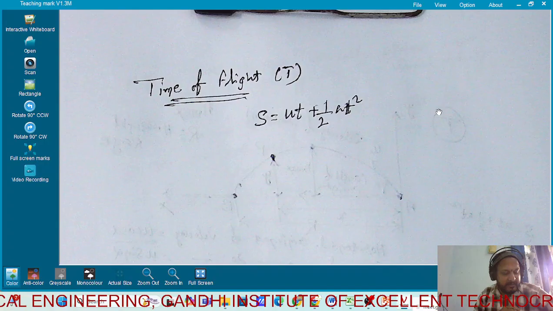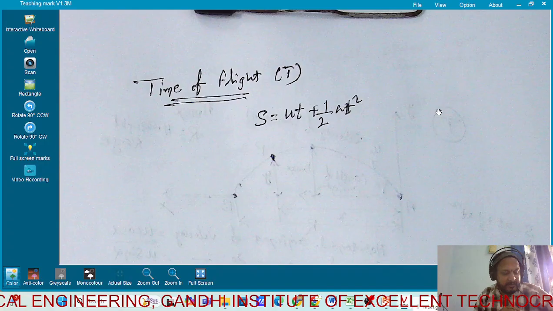So what is the formula? U sine alpha by G, or not? The 2 gets cancelled. So time to reach the highest point, what is the formula? Time to reach the highest point, you can take it as U sine alpha by G. You can take it as T dash if you want. So T dash is equal to U sine alpha by G. Okay, this is the time of flight.